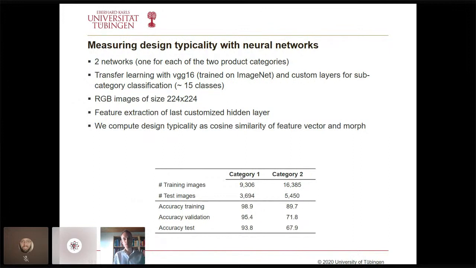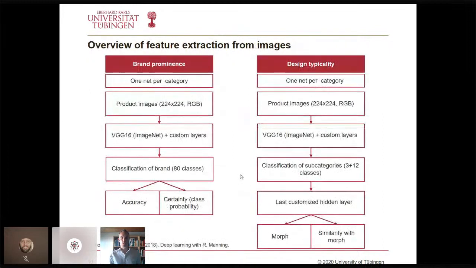Again, we put in RGB images of the same size, 224 by 224. Then from the last customized hidden layer, we extract the features to construct the morph, the average product, and the measure for design typicality is just the cosine similarity between each product and this morph. So this is in a nutshell how we do it, but for reasons of time, I'm not going to spend more time on this.